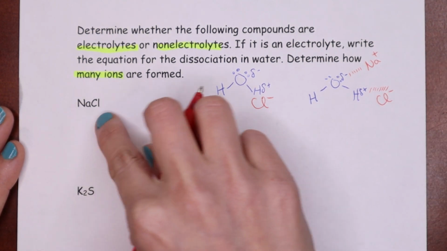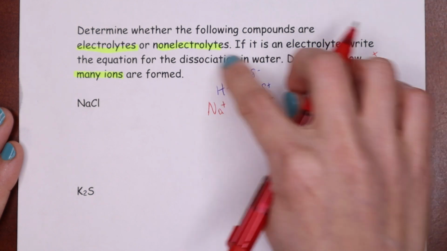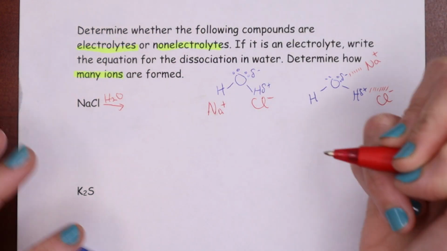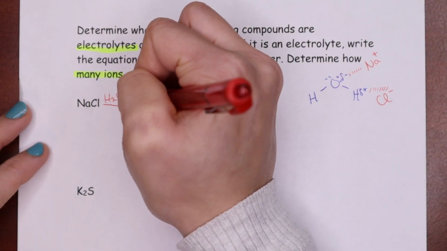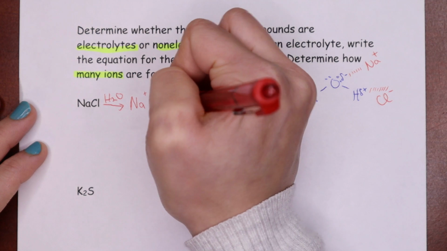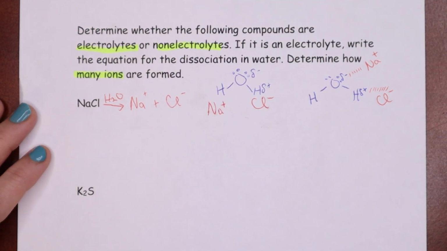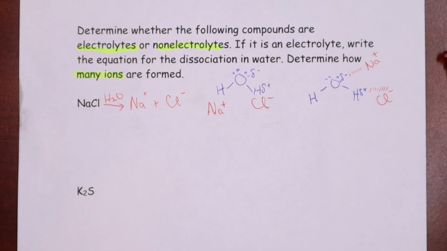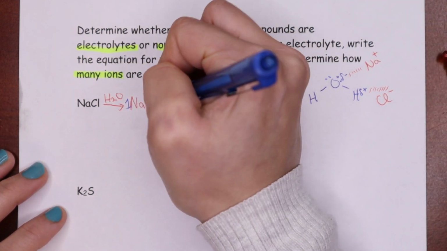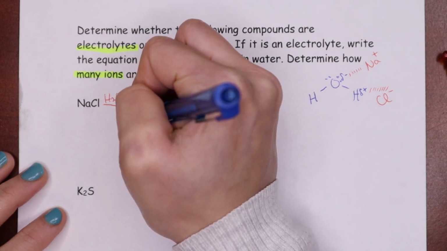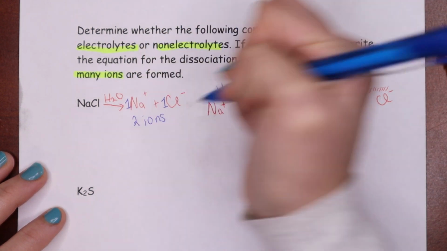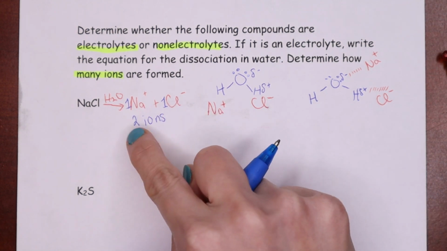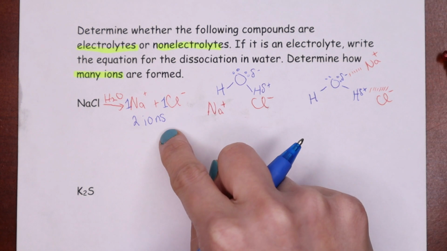So over here, we just have to write the dissociation. When it dissociates in water, we're going to have Na plus and Cl negative, and we just have 1 and 1, a total of 2 ions, right? 1 and 1 equals 2 ions. And you don't have to write the 1 over here. I just did that so that you can see where the 2 is coming from.